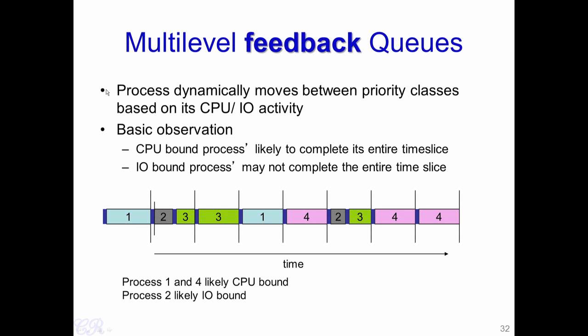So, if you take this particular example, we can say that process 1 and 4 have completed their time slice. Therefore, these processes are likely to be CPU bound. On the other hand, process 2 has very short CPU bursts over here as well as here. Therefore, process 2 is likely to be an IO bound process rather than a CPU bound process.